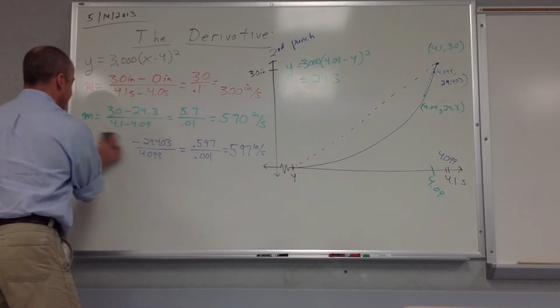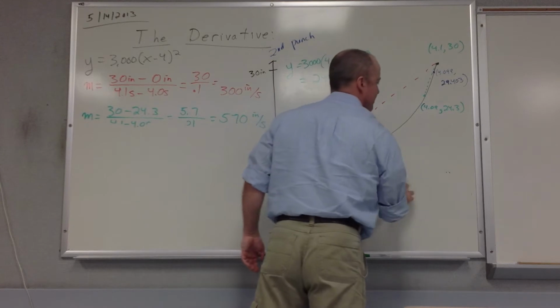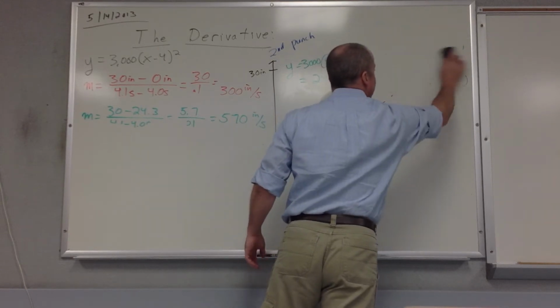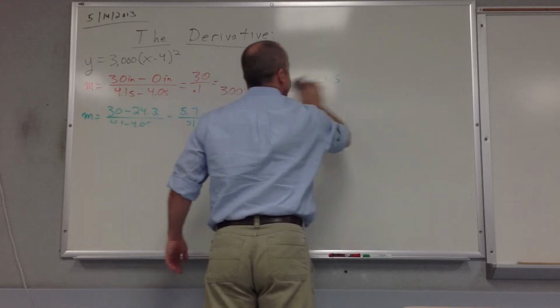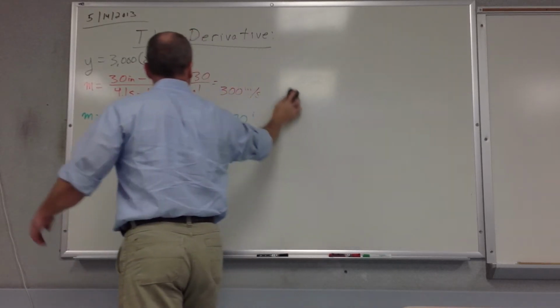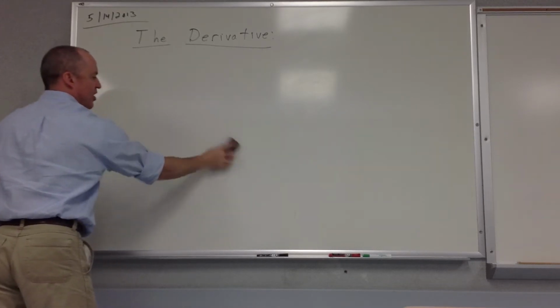I gave you a different notation for slope. Remember, the original question was, how do you find an instantaneous rate of change? How do you find a slope at a single point? And the problem was 0/0 showed up. That was the problem with the slope.